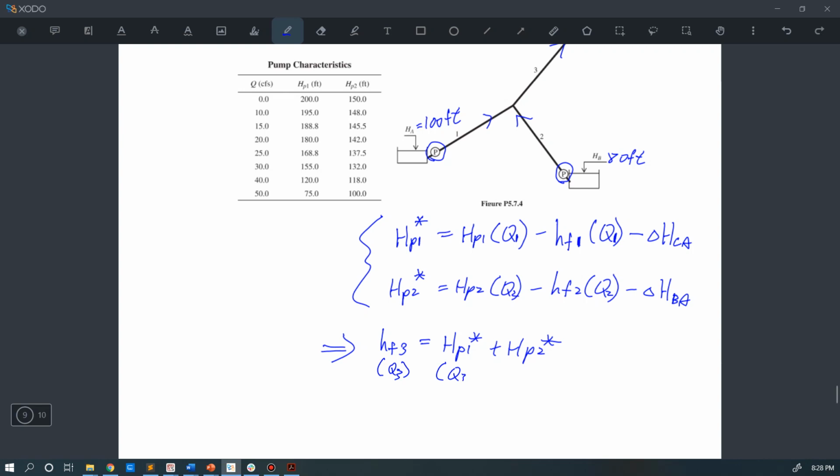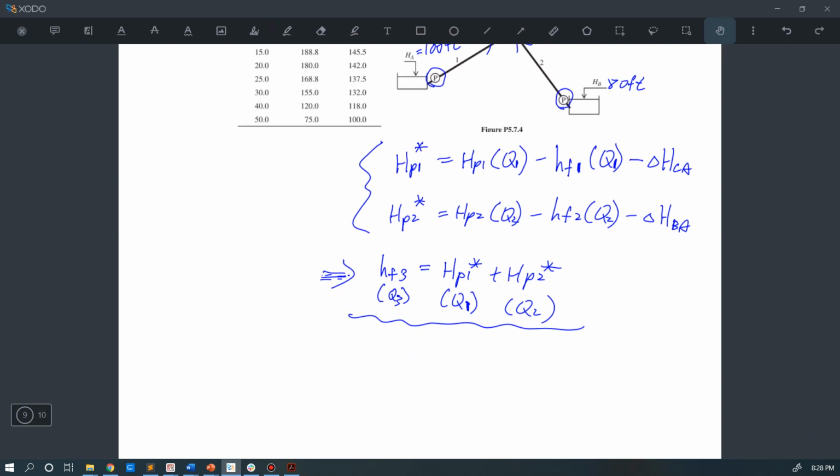This is a function of Q3. This is a function of Q1, and this is a function of Q2. Okay, so we want to plot this relationship in a figure and find the intersection where the numbers satisfy this equation here. So keep this idea in mind. We need to first calculate the net energy provided by pump 1 and pump 2 using these two equations.